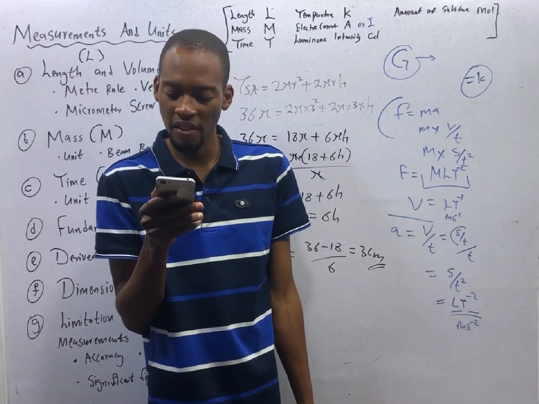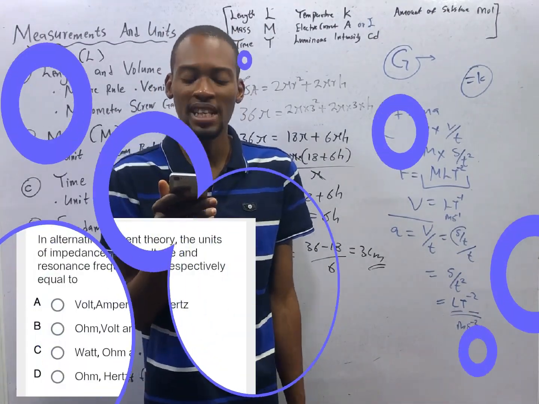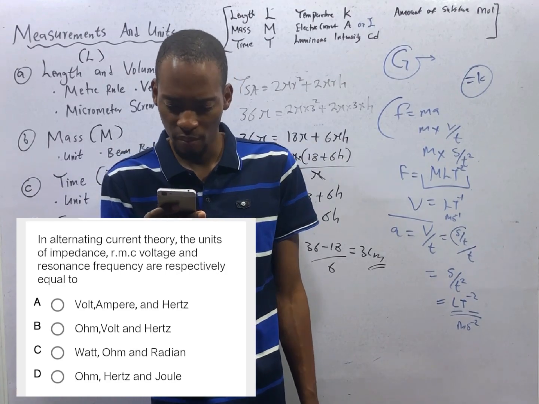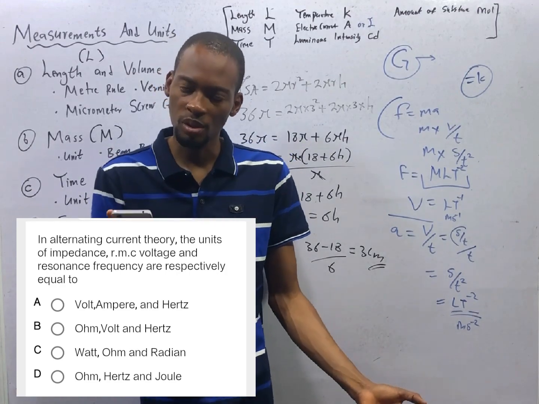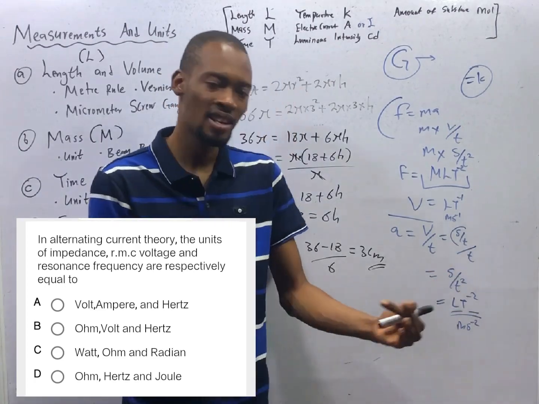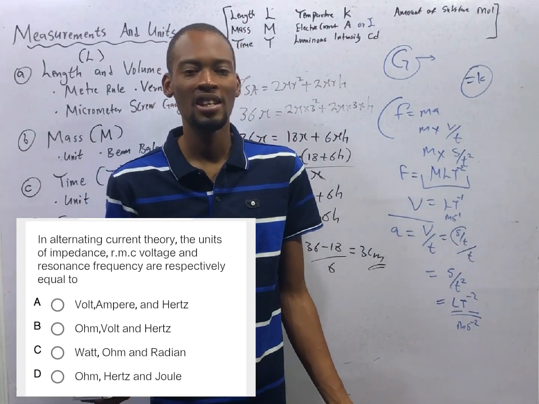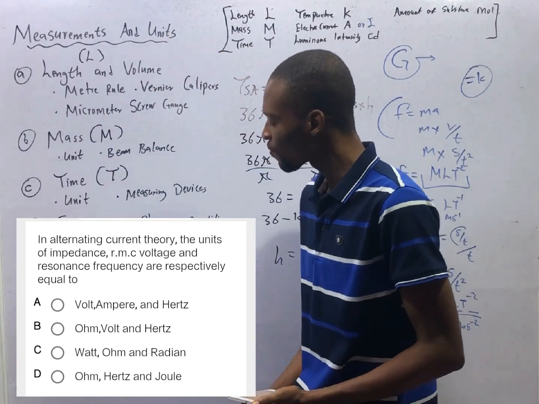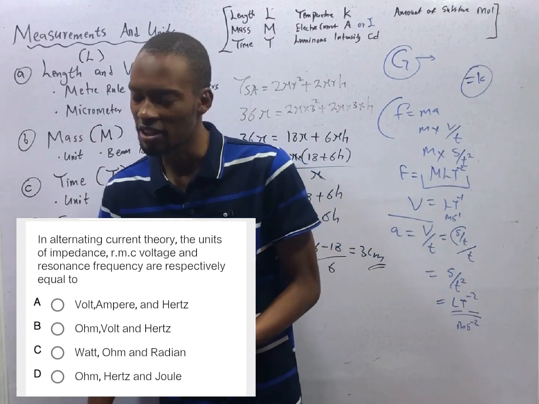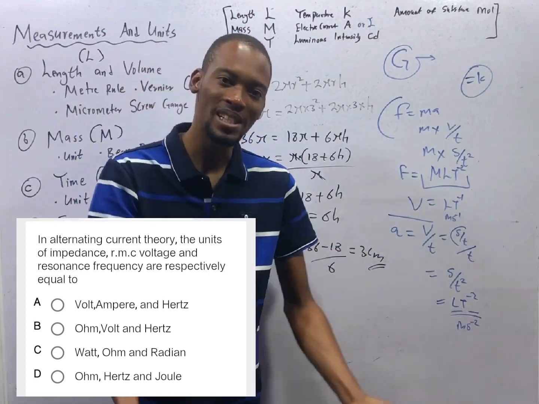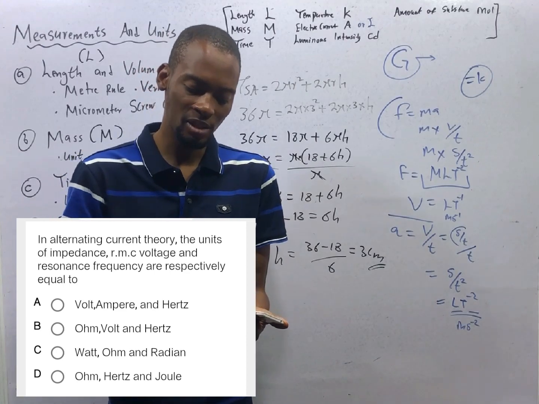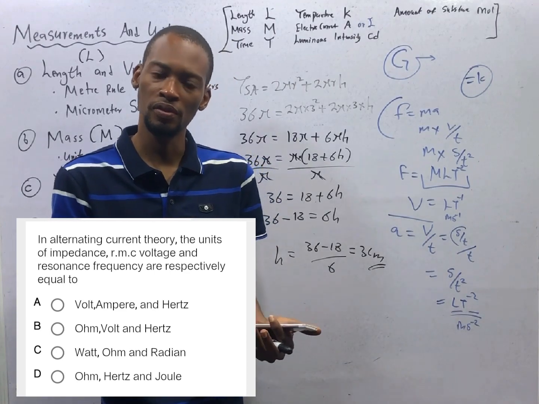In alternating current theory, the units of impedance, voltage, and resonance frequency are dash. Impedance is opposition to flow of current offered by resistors, capacitors, and inductors. In your DC circuit, you deal with only resistors as opposition to the flow of current. By the time you advance to AC circuits, you will see resistors, inductors, and capacitors. They are all offering opposition to the flow of current.